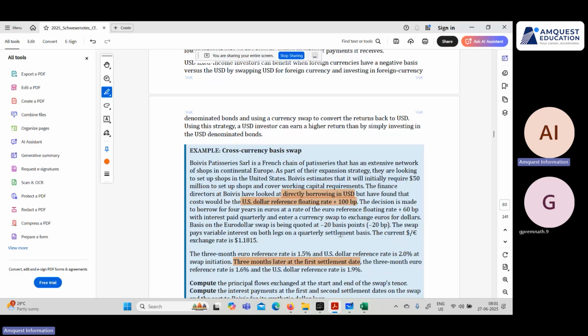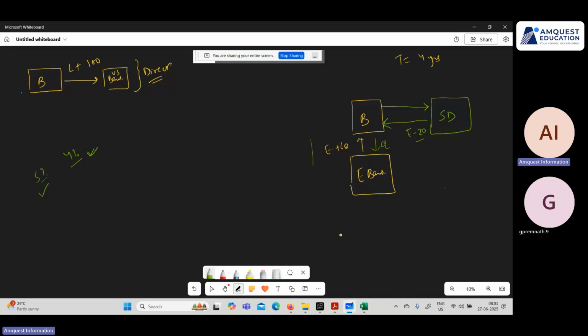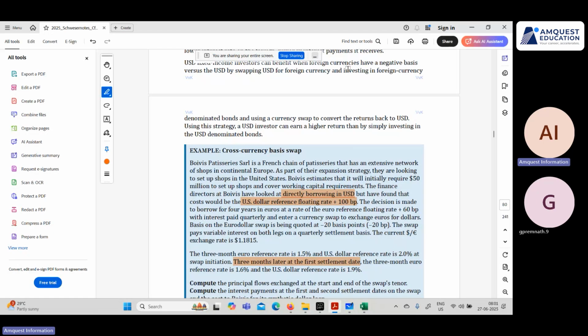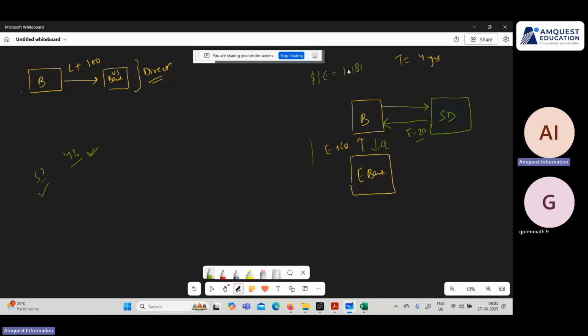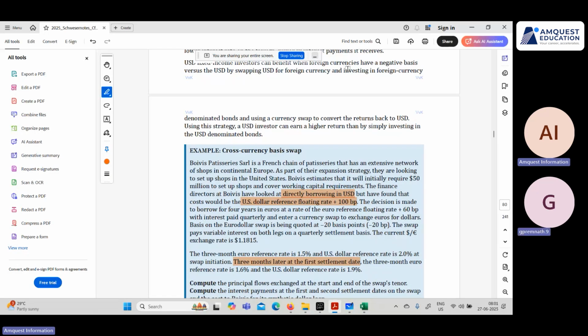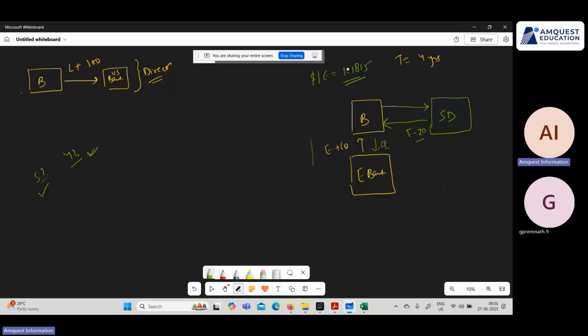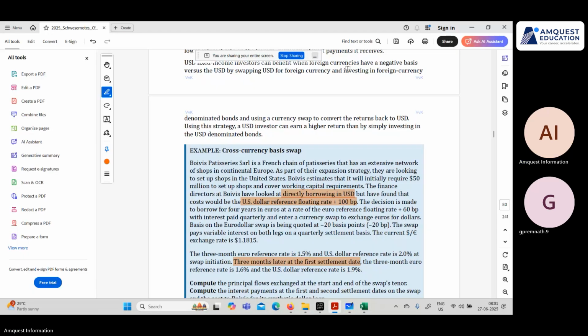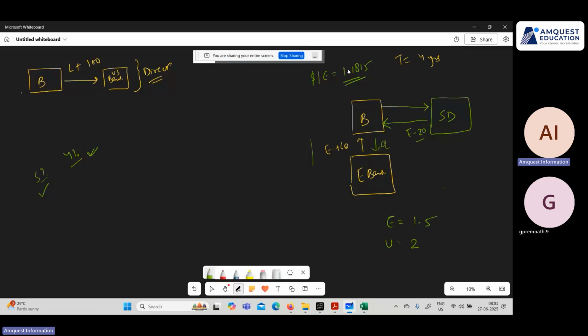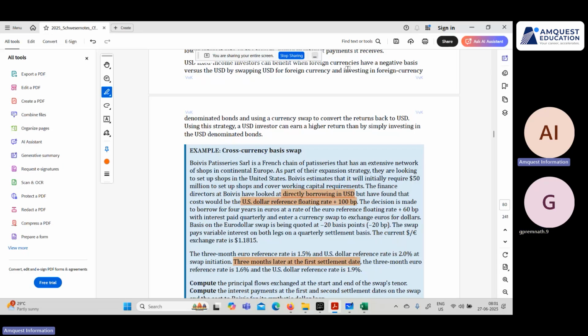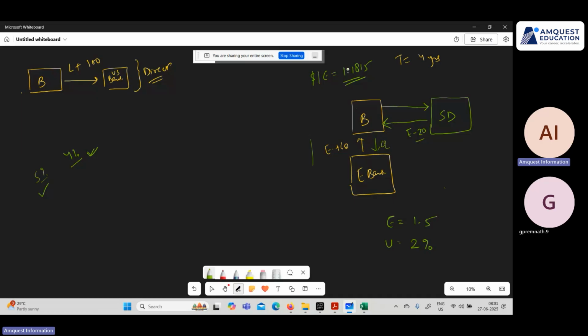The current exchange rate is 1.1815, dollar by euro. It says the 3 months euro reference rate is, so E here in this case is 1.5 and U in this case is 2%. Let's talk about the other things later. So let's go one by one.